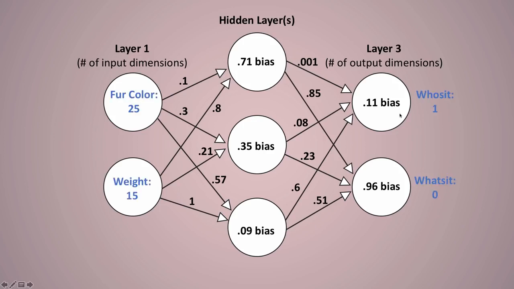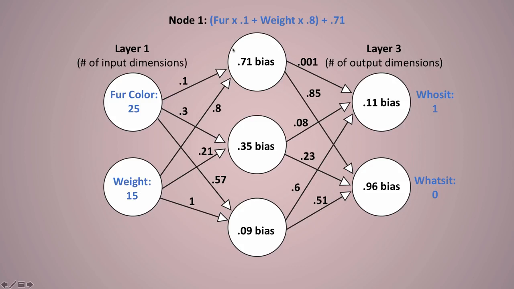And then moving on from there, we're going to start with the first entry in our data set. So entry number 1, we have an animal, fur color 25 and weight of 15, and it's a who's it. It's a who's it 1, it's a what's it 0. So now we start moving these input dimensions through the neural network. It's called a feed-forward neural network for that reason. So basically we're going to take both of the input dimensions, multiply them times the weights, and then add the bias.